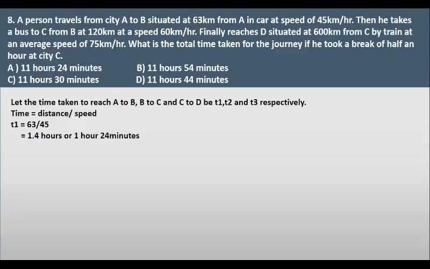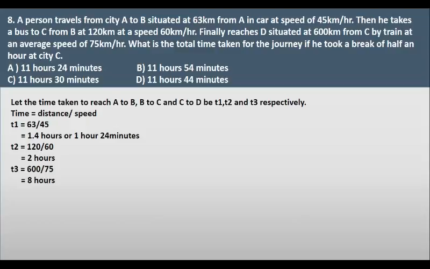Let us now calculate the time taken to travel from B to C. We have distance as 120 kilometers and speed is 60 kilometers per hour. Therefore, T2 would be equal to 120 divided by 60, which is equal to 2 hours. Now, we finally calculate the time to reach D from C. We know that he travels by train covering a distance of 600 kilometers at an average speed of 75 kilometers per hour. So, T3 would be equal to 600 by 75, which is equal to 8 hours.